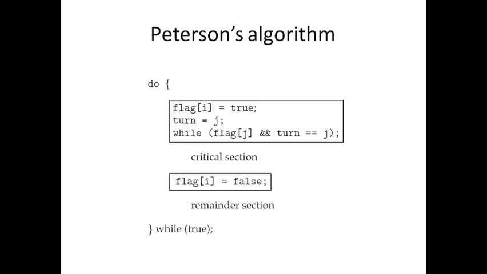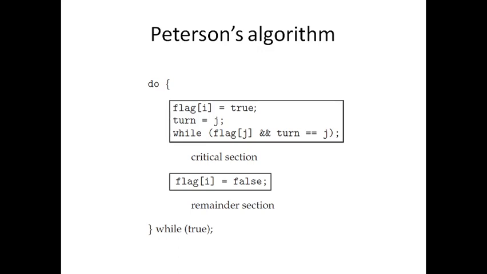For the ith process, the first line is flag[i] = true, which means that the ith process is first showing its intention to enter the critical section by setting its flag to true. So flag[i] = true implies that the ith process is willing to enter the critical section right now. Similarly, for the jth process, if it wants to enter the critical section, the first line would be flag[j] = true.